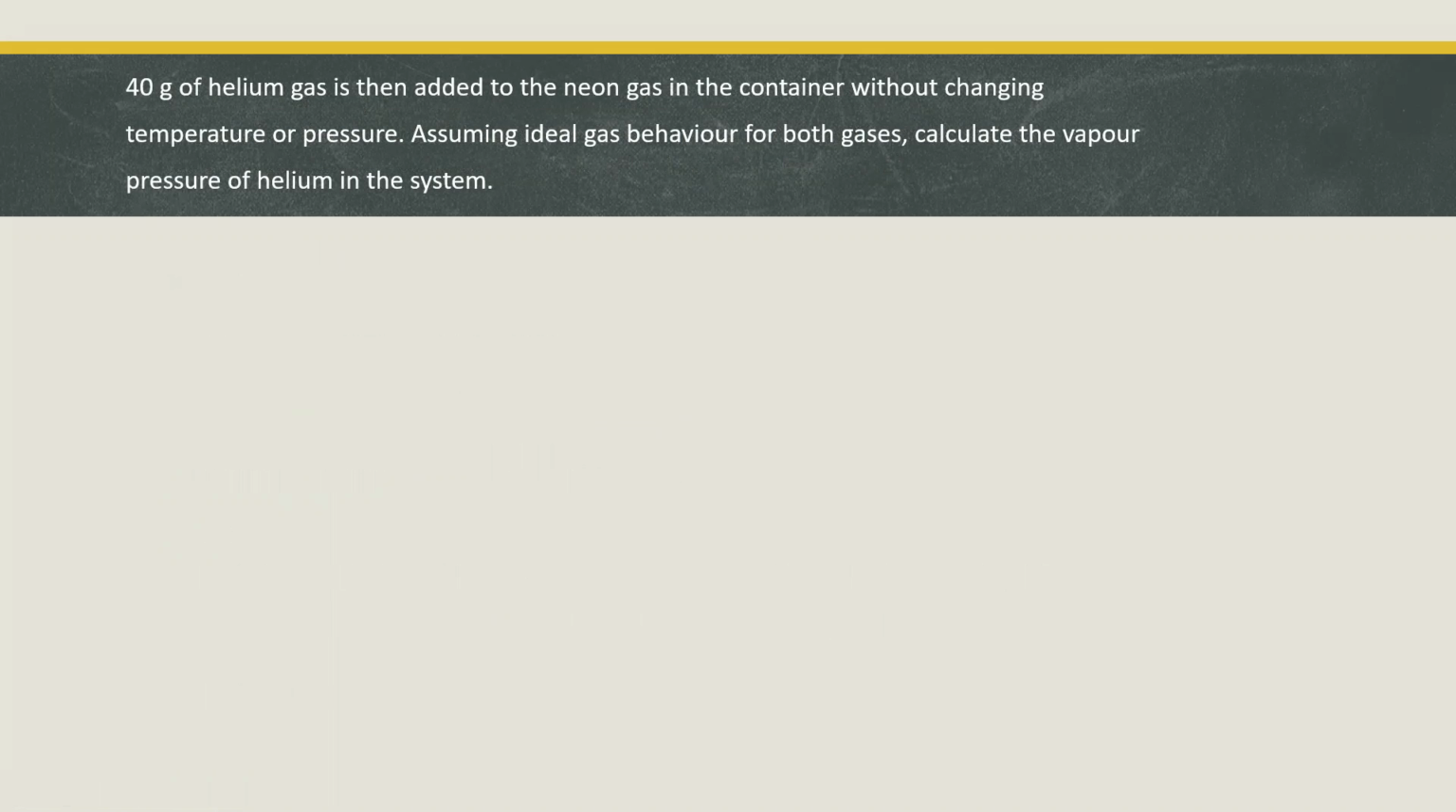Which is: 40 grams of helium gas is then added to the neon gas in the container without changing temperature or pressure, and assuming the ideal gas law behavior is active in both gases, calculate the partial pressure of helium in the system.